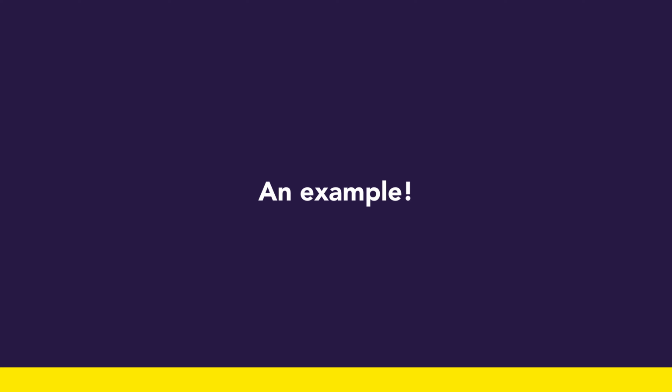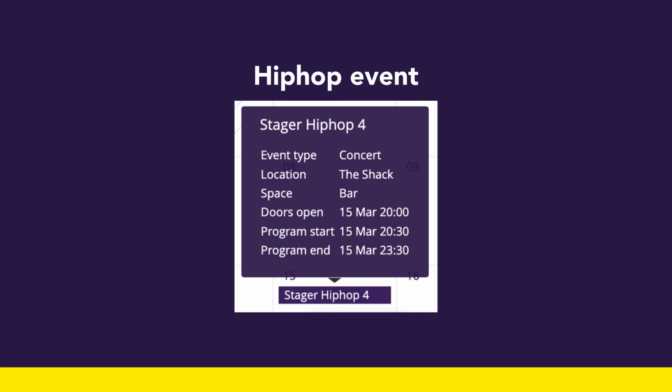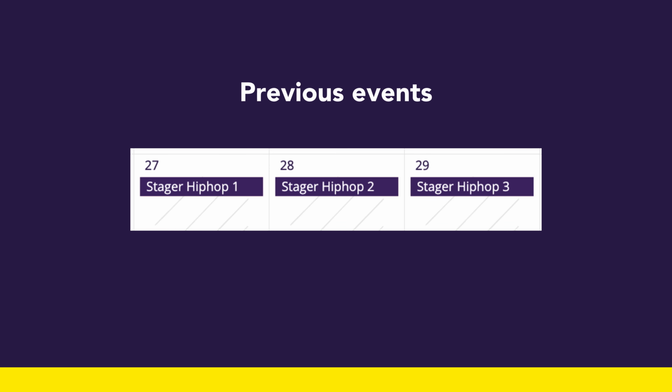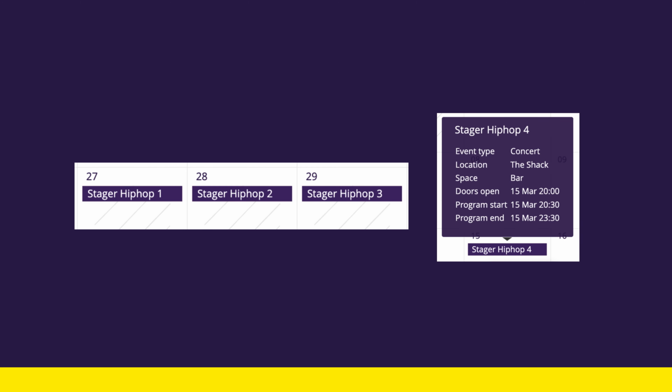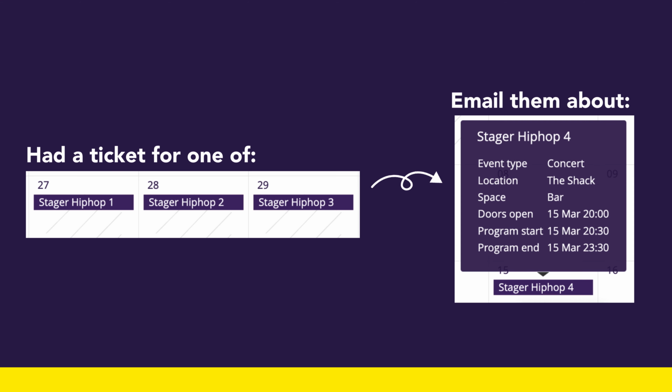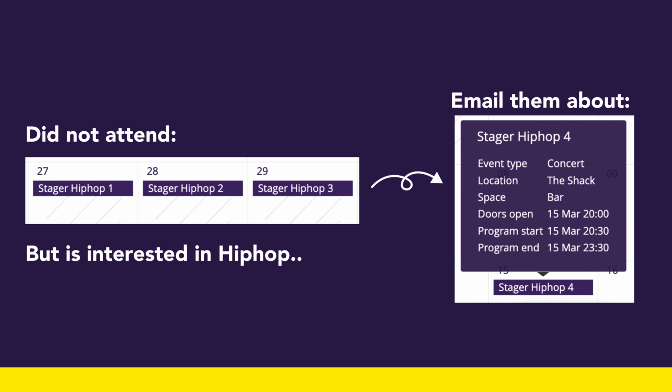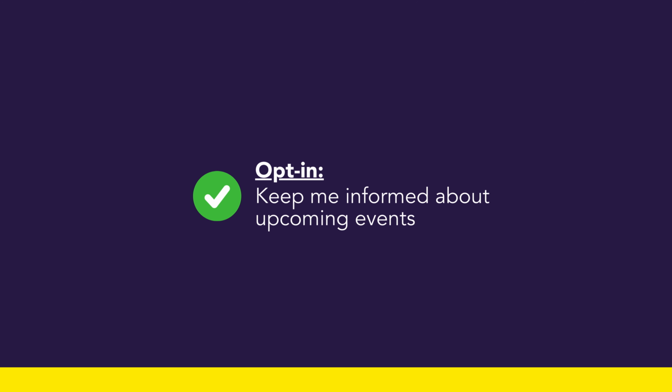We'll give you an example of an audience created using a set of rules. Let's say you want to notify contacts about an upcoming hip-hop event. The event is similar to several previous hip-hop events that have taken place. You expect that ticket buyers from the previous events will also be interested in the new event. If a contact had a ticket for one of the previous events, you want to email them about the upcoming event. If a contact did not attend the events, but is interested in hip-hop, you want to approach them as well. You also want them to have given permission to mail, so they will also need an opt-in.